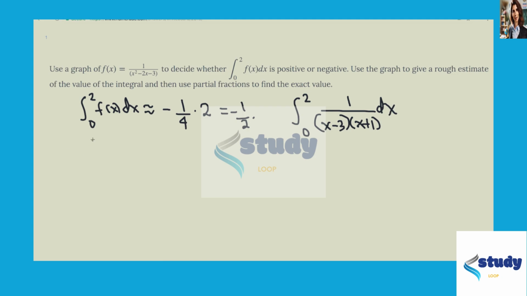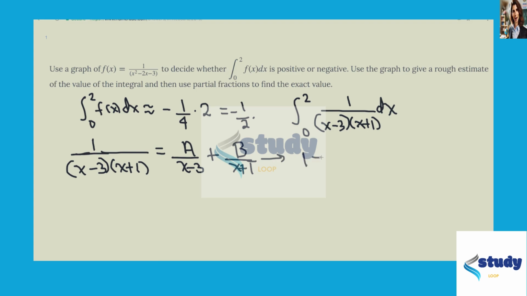Let's ignore the integral for 1 minute. Let's just look at the integrand so that we can do our partial fraction decomposition. So this is of the form A over x minus 3, plus B over x plus 1. This is what the author would call case 1, distinct, non-repeated linear factors. Let's go ahead and multiply both sides of this equation by the denominator on the left. Then we get 1 equals A times x plus 1, plus B times x minus 3.